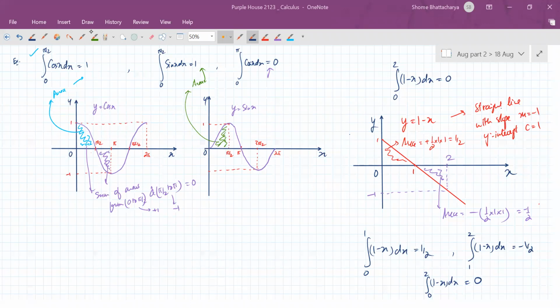Yes, beta, what's the question? Sir, in the third graph, how do you know it's a straight line? Because see the equation, no? It matches that type y equal to mx plus c. In y equal to 1 minus x, what is the maximum power of x? It's a linear equation. The graph of a linear function is a straight line always.